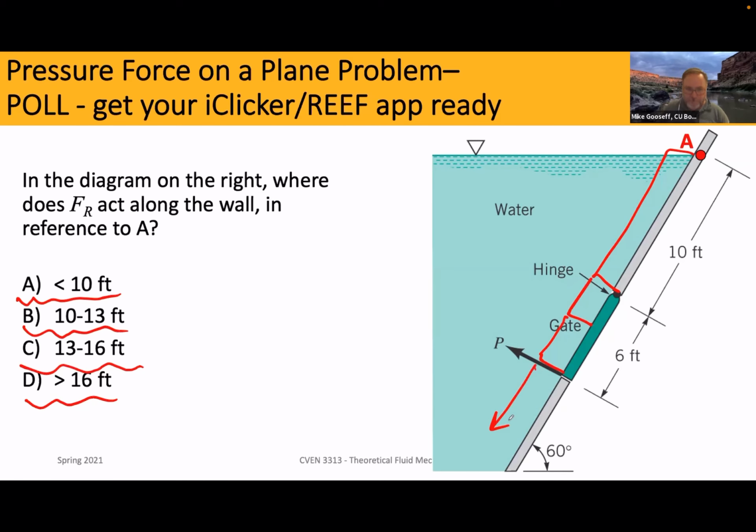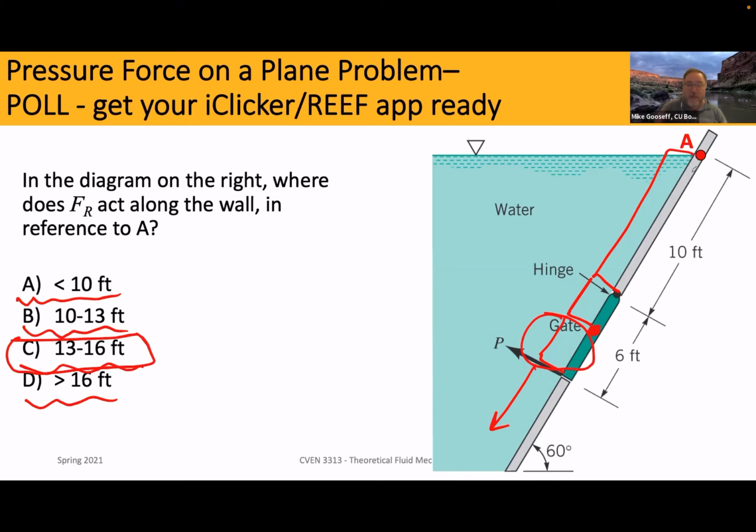Okay. Yeah, C. And the answer, as most of you are probably already thinking, is that it has to be past the centroid, which would be 3 feet, 10 plus 3 would be here, but it won't be past the bottom of the gate. So it's going to be in this range here, which means that C is the right answer, somewhere between 13 and 16 feet measured along the wall from A.